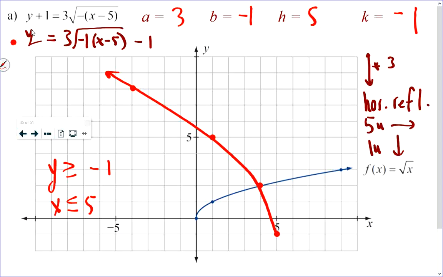When I look at root x, which is the blue graph, x is greater than or equal to 0. Why did I put less than or equal to 5? Well, I put less than or equal to because that negative b reflected things horizontally. So instead of taking off this way, it takes off this way. But that h value of 5 still puts that cusp over at an x coordinate of 5.